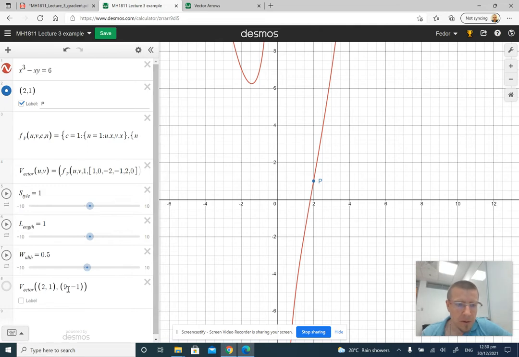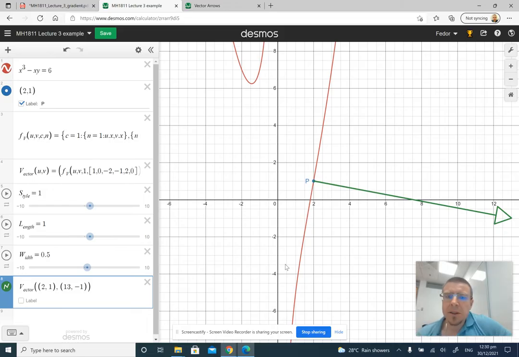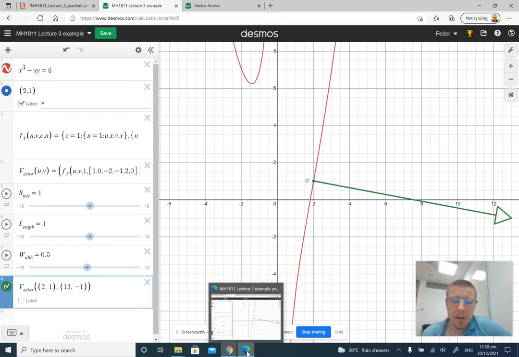So to get the endpoint: 2 plus 11 is 13, and 1 minus 2 is negative 1. This is what this gradient vector looks like. If you plot it as a vector, what you see is that it is perpendicular to the level curve. That's basically how you see this property.